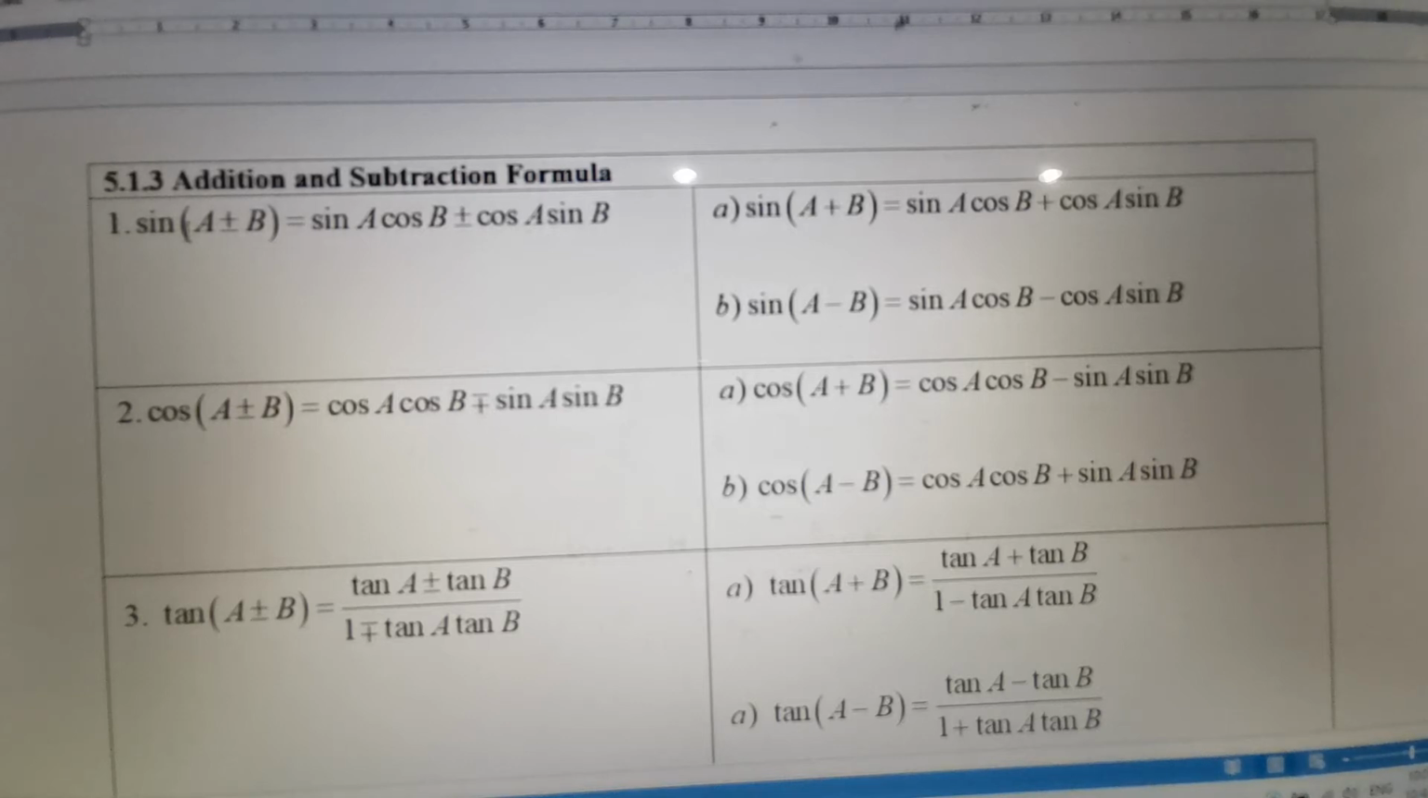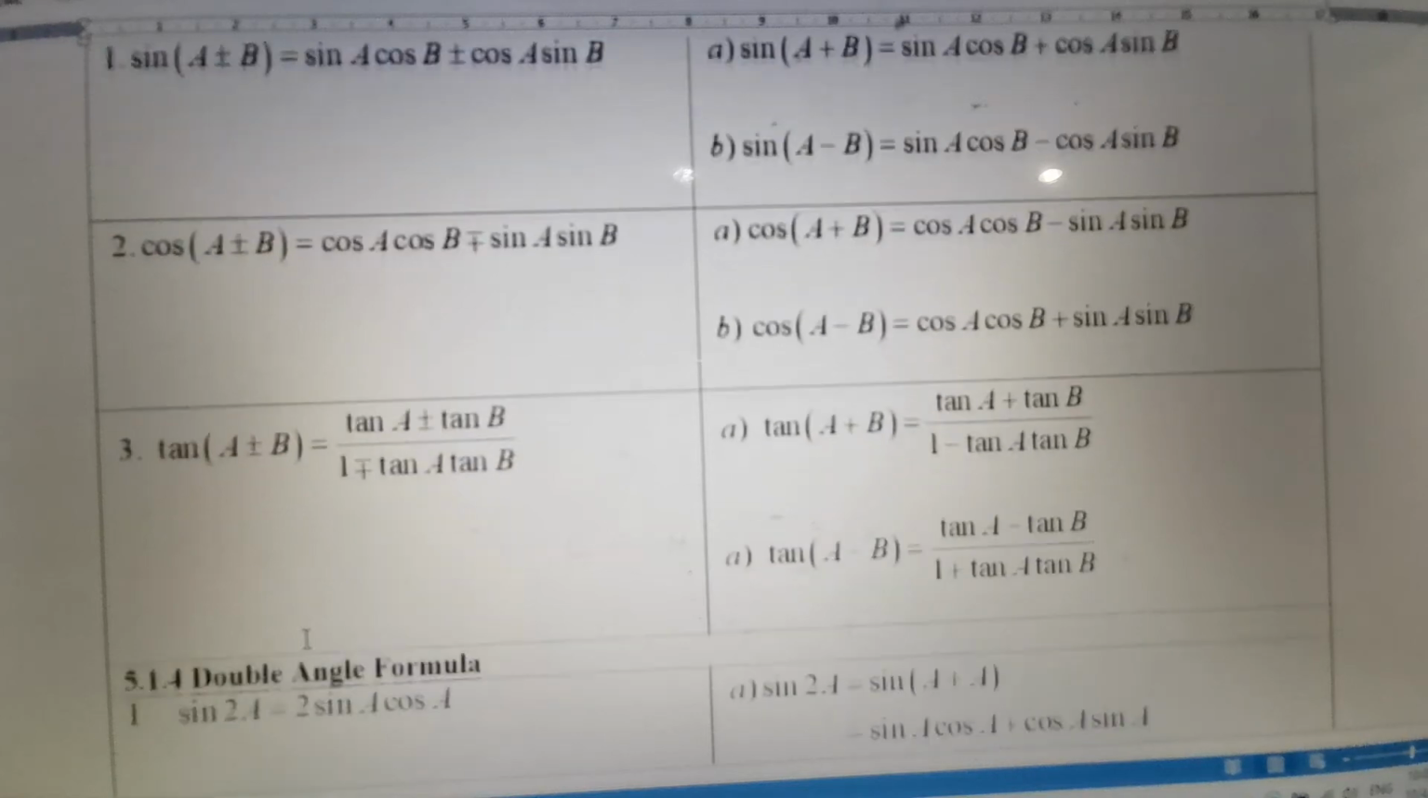Meaning here you can create two formulas: sin A plus B is sin A cos B plus cos A sin B. Sin A minus B is sin A cos B minus cos A sin B. Can you see here plus, here also will be plus, minus and minus. But for your cos, if plus followed by minus, vice versa, and if minus, it will be plus. But the formula of course is different. Cos A plus B is cos A cos B minus sin A sin B.